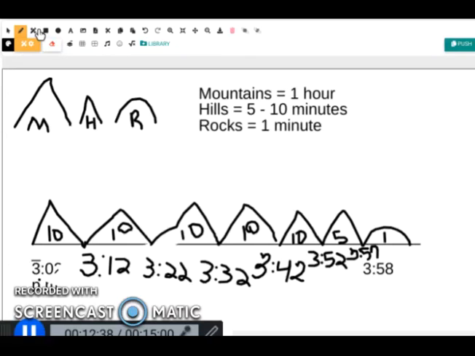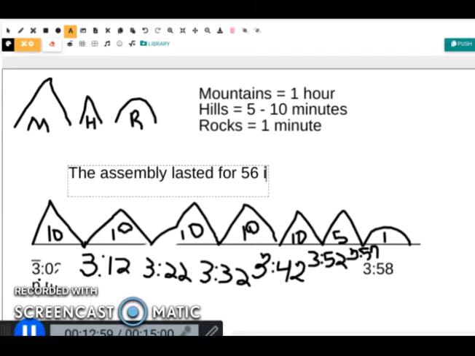So in this problem, we are going to give our final answer for this particular problem. Now remember, when we answer a question, we always answer it in complete sentences. We can restate the question. So we're going to say that the assembly lasted for 56 minutes because we were asked to find out how long the assembly lasted. So from 3:02 p.m. to 3:58 p.m. the elapsed time was 56 minutes.